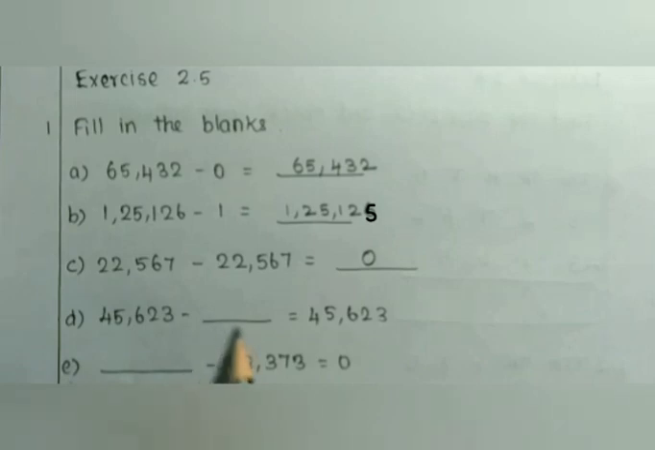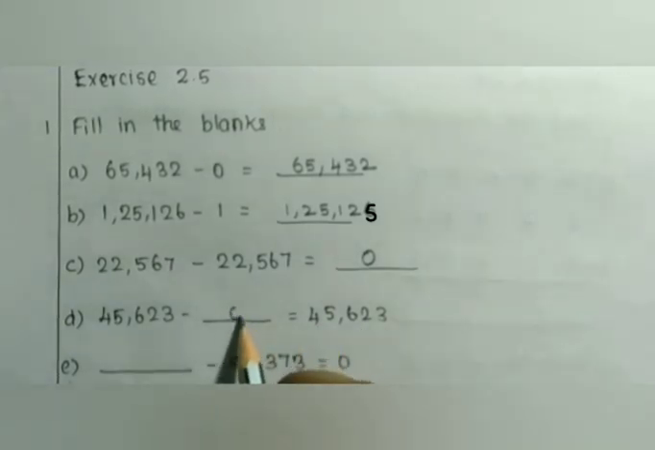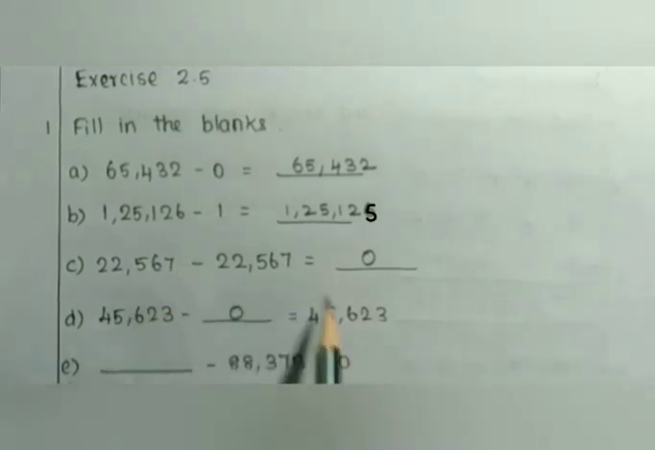45,623 minus what gives 45,623. So both the sides, the numbers are same. So what has to come here? 0. So when you subtract 0 from this number, you will get the same number as the answer.